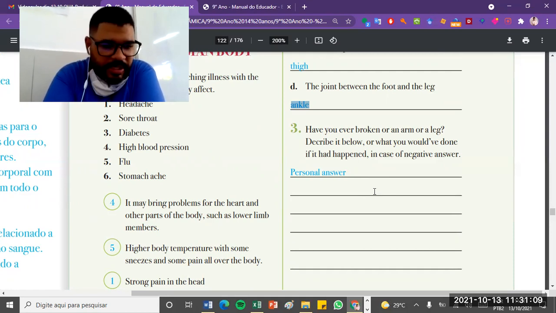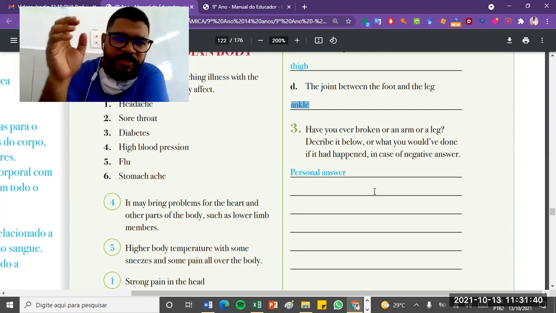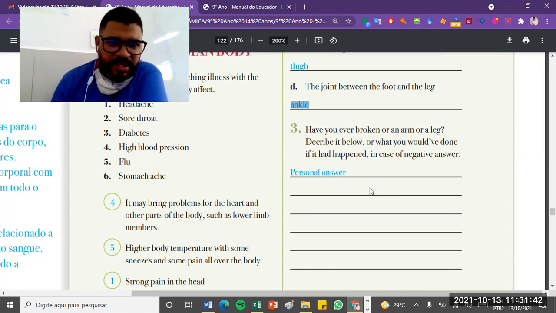If you have broken a leg, an arm, or a finger, for example, have you broken any of those parts of our body? Yes, I have. No, I haven't. Describe the situation. How have you been yourself in this? Have you gone to a hospital? Have you treated yourself in your house? How was that? Try to describe the situation. It hurts a lot?